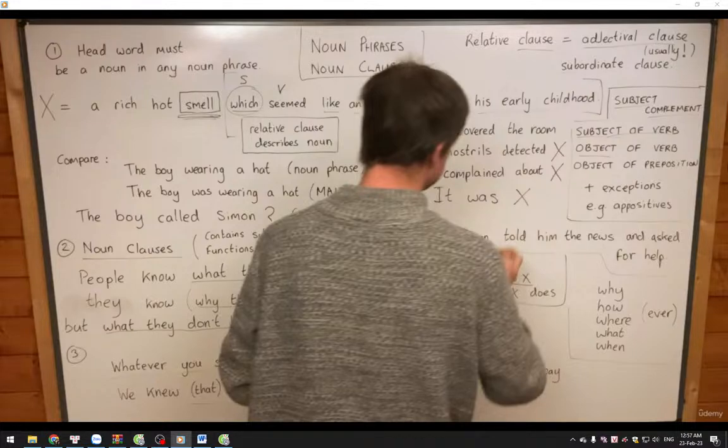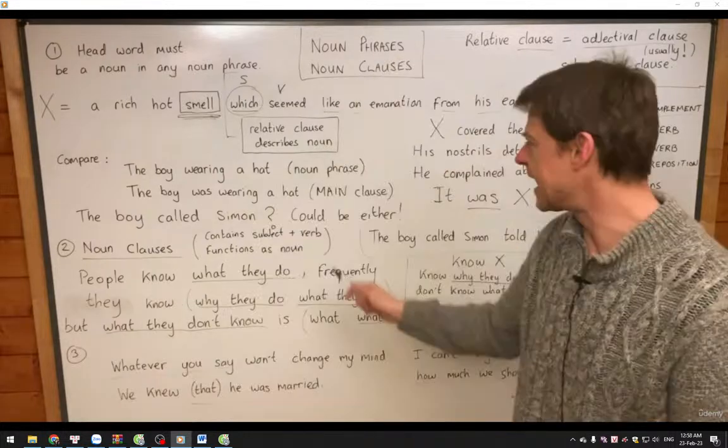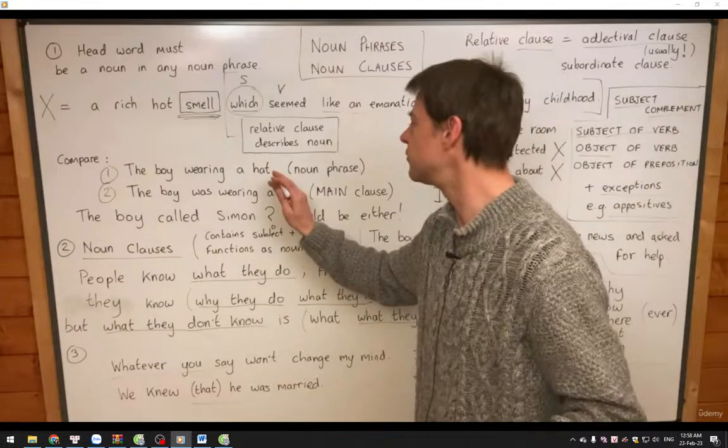I want you to compare this. The boy wearing a hat. And I want you to really feel how different that is from the boy was wearing a hat. The second sentence, number 2, is a main clause. And what main clause means is that you can put a full stop on the end and it's a complete thought, a complete sentence. Number 1 is not a main clause. No way is it a main clause. You couldn't put a full stop there. Why? Because it's missing a verb.